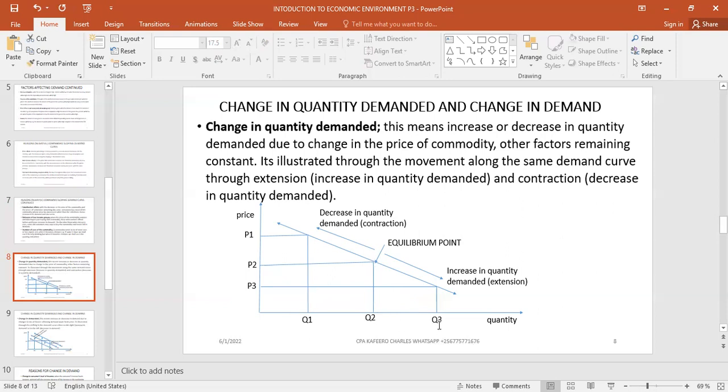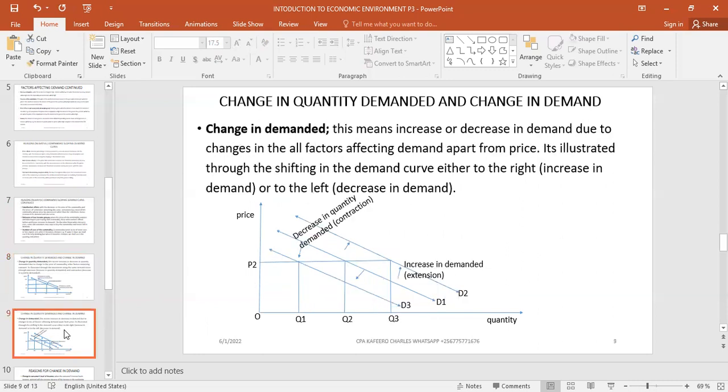which is represented by the increase in the quantity demanded, and it is represented by a downward sloping curve or line along the same demand curve. I hope that one is very clear. Let's go to the change in demand.